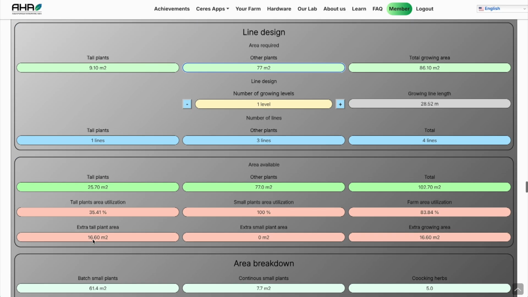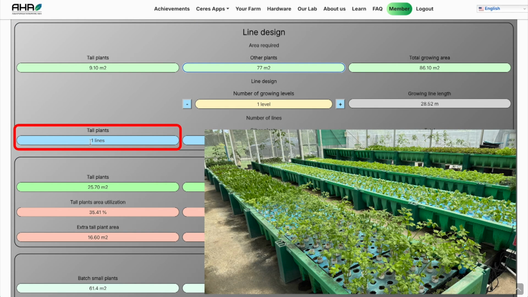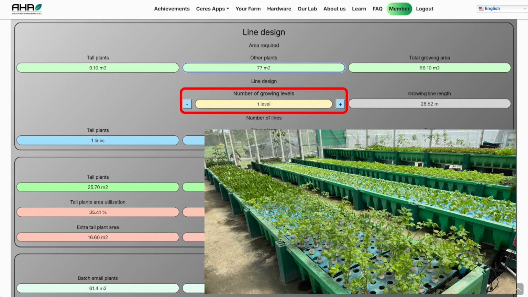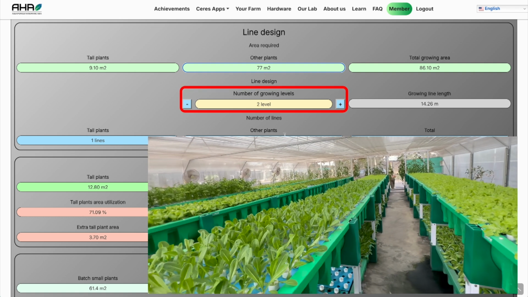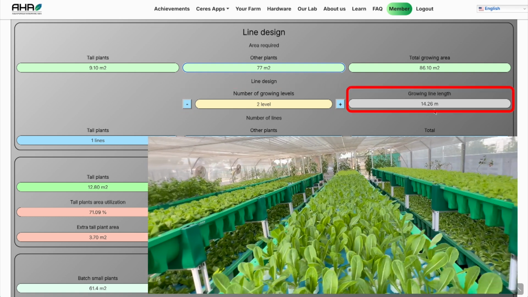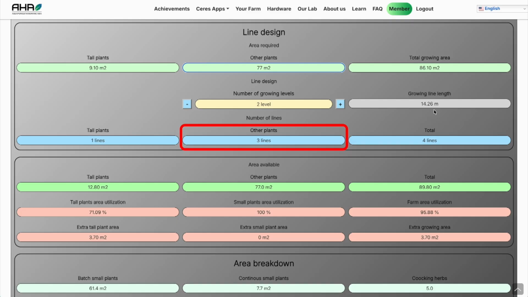Since we are growing tall plants, our cherry tomato, we will need a single level line. If we also use single level lines for the other plants, our lines will need to be longer than 28 meters. Let's go for 2 level lines. With double growing level lines, our lines should be 14 meters long.